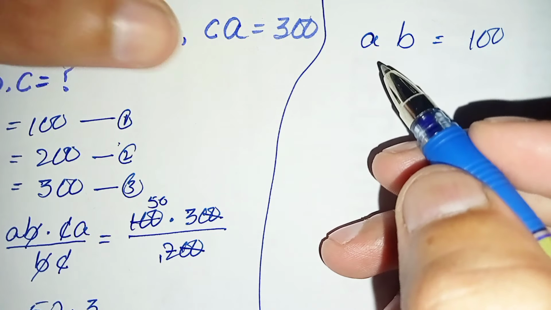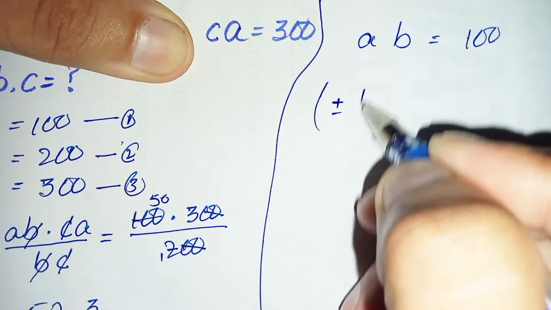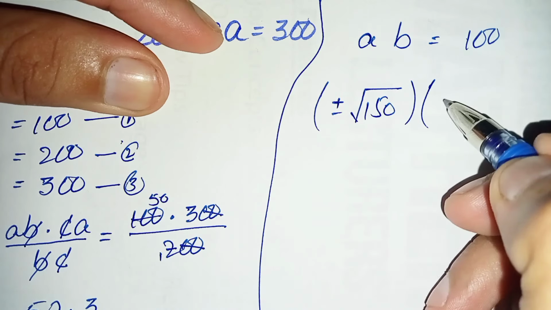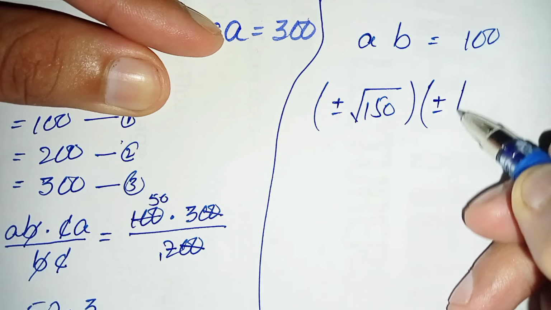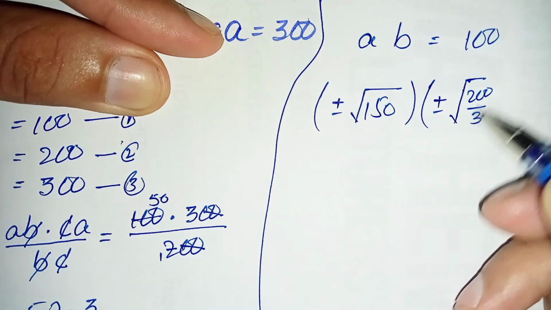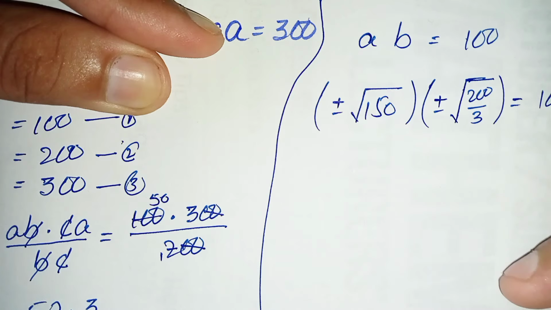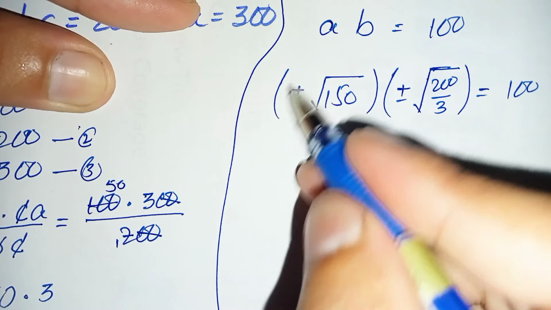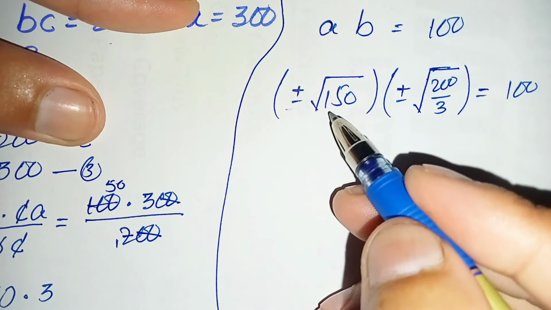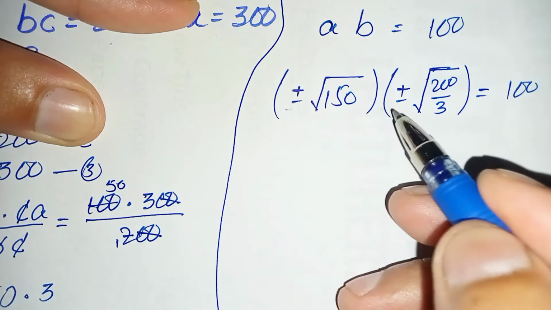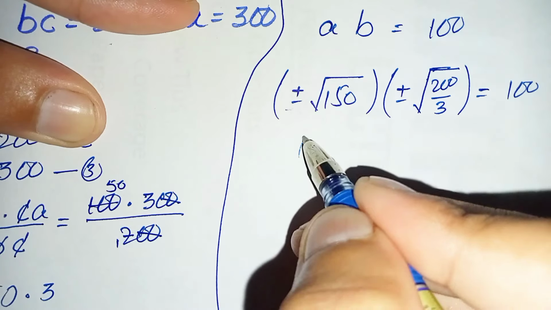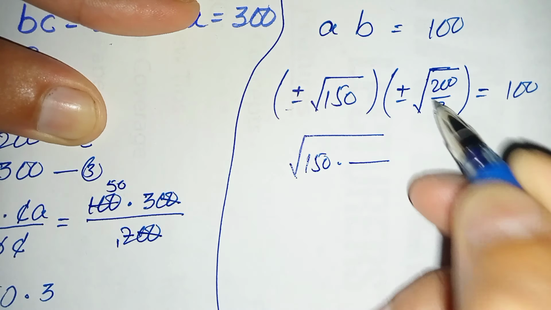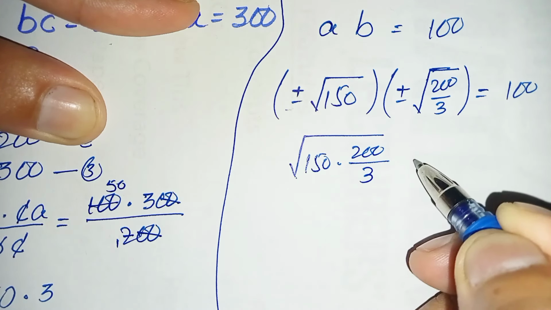Now the value of a in terms of square root is plus minus square root of 150 times the value of b in terms of square root, which is plus minus square root of 200 divided by 3, is equal to 100. Here positive times positive is positive, negative times negative is positive. So this will become positive. Now here we will use a square root math property: square root of a times square root of b can also be written as the square root of the product of these two numbers, 150 times 200 divided by 3, is equal to 100.